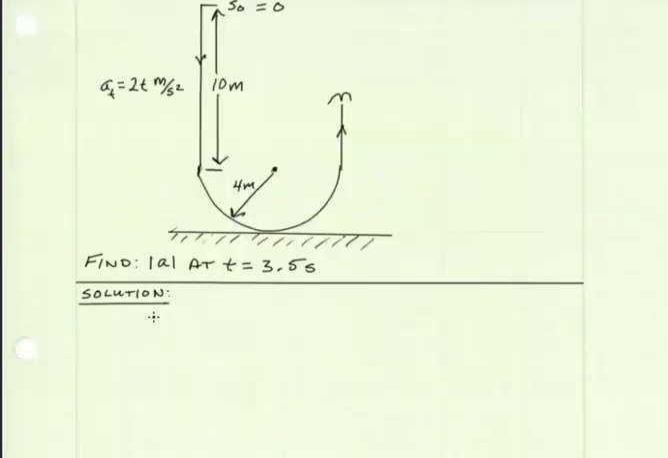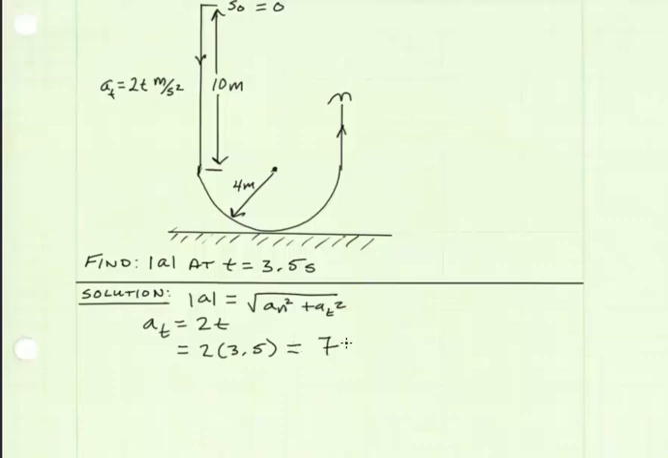Well, we have an equation for our tangential acceleration. And we know that the magnitude of the acceleration is going to be equal to the square root of the normal squared plus the tangential squared. So if our tangential is 2t, then at 3.5 seconds, my acceleration is 7 meters per second squared. So that's one portion of our equation, but we need to find the normal acceleration.